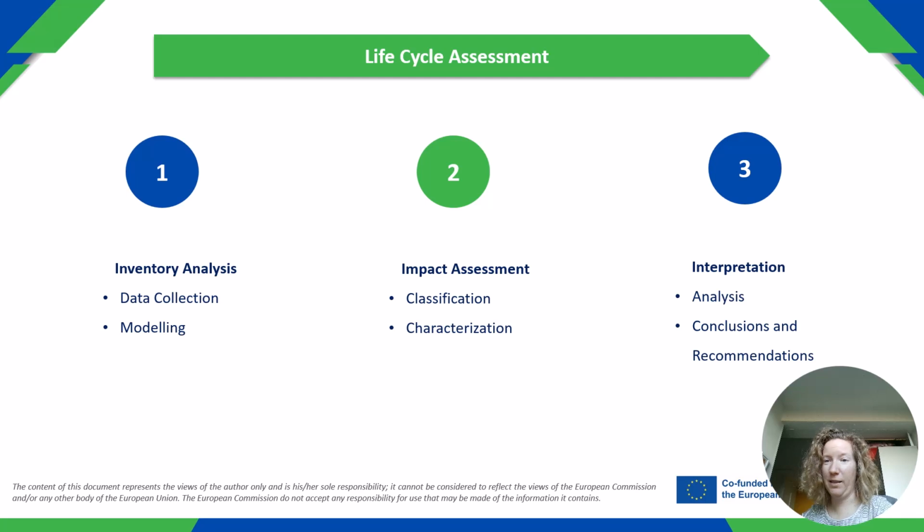Then we move on to impact assessment. Here we assign inventory data to relevant environmental impact categories, for example, global warming potential or acidification. Then we move on to characterization, where we quantify the potential impacts within each category using specific indicators, for example, CO2 equivalents for global warming.